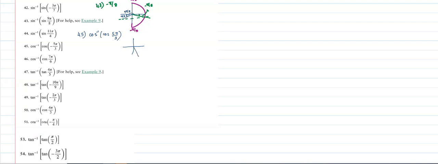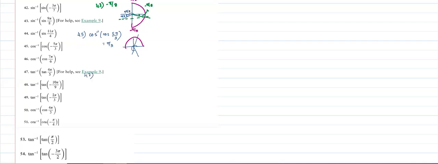It is in the fourth quadrant. Now in the fourth quadrant, cosine is positive. So if I want an equivalent angle between 0 to pi, then I'm going to move up here, right? And that angle is pi over 3. Then that takes me to 47. 47, 4 pi over 5.